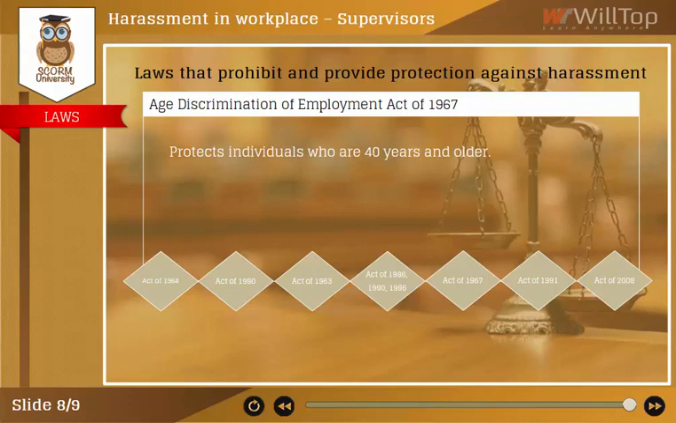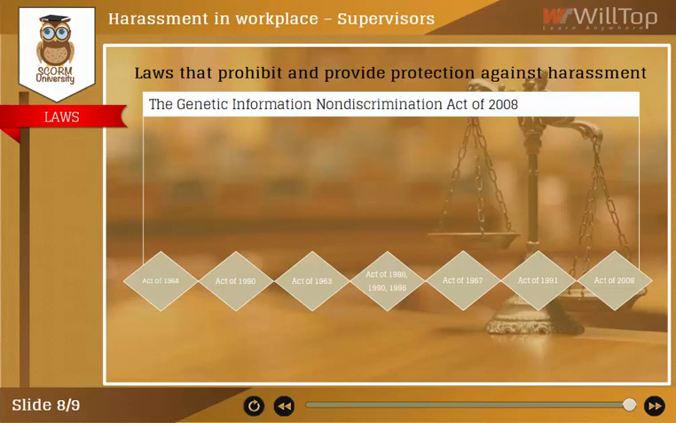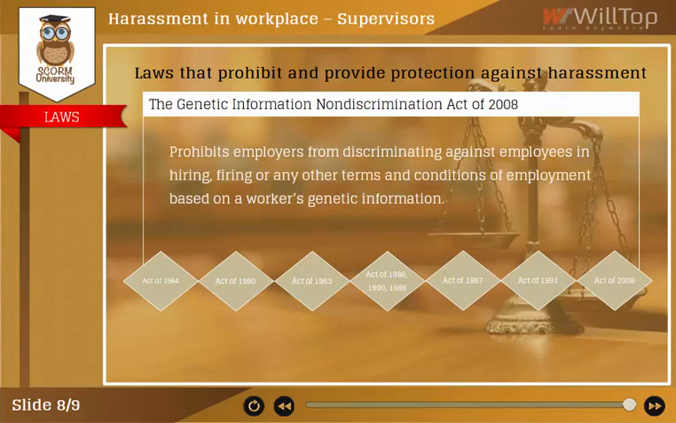Age Discrimination in Employment Act of 1967 protects individuals who are 40 years and older. Civil Rights Act of 1991 provides for damages in cases of intentional employment discrimination. The Genetic Information Nondiscrimination Act of 2008 prohibits employers from discriminating against employees in hiring, firing or any other terms and conditions of employment based on a worker's genetic information.